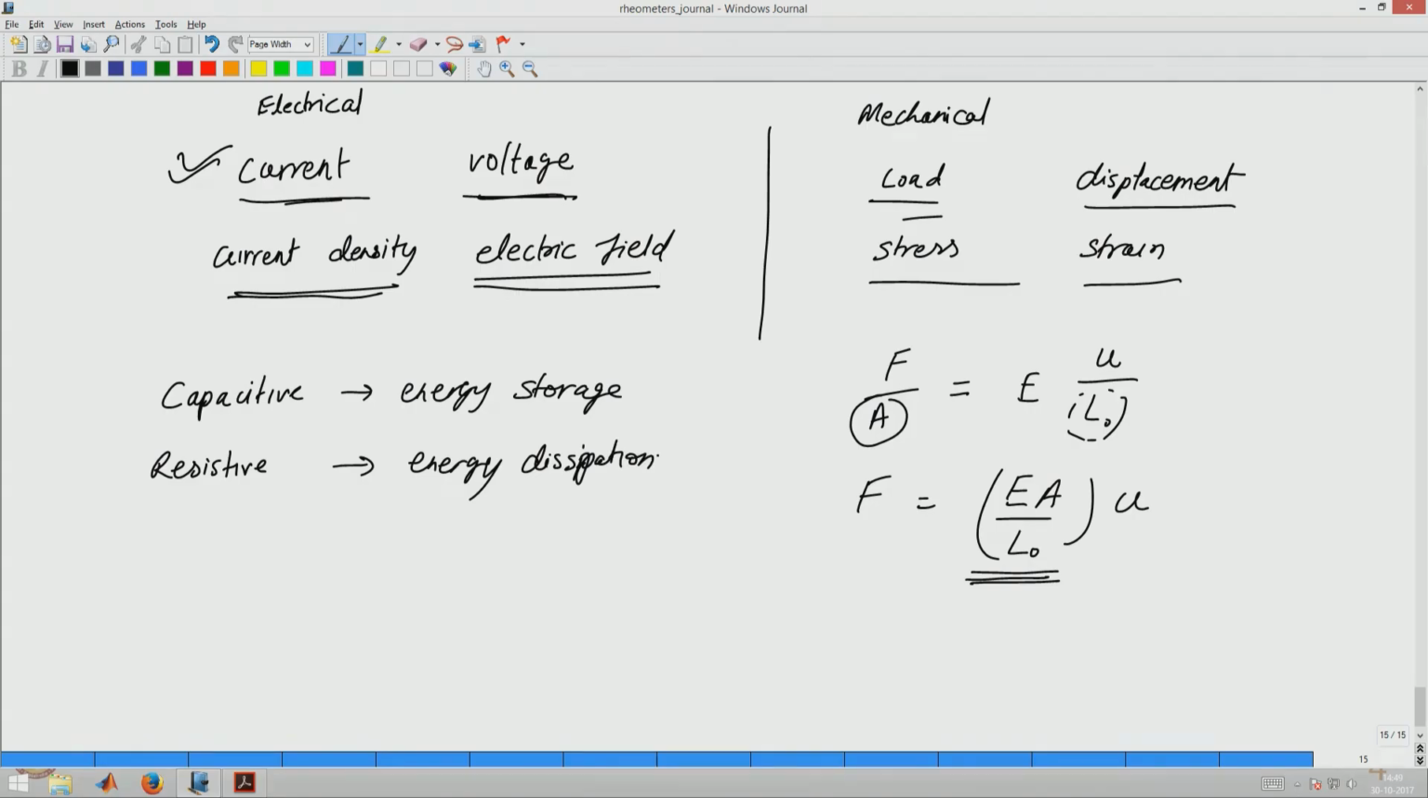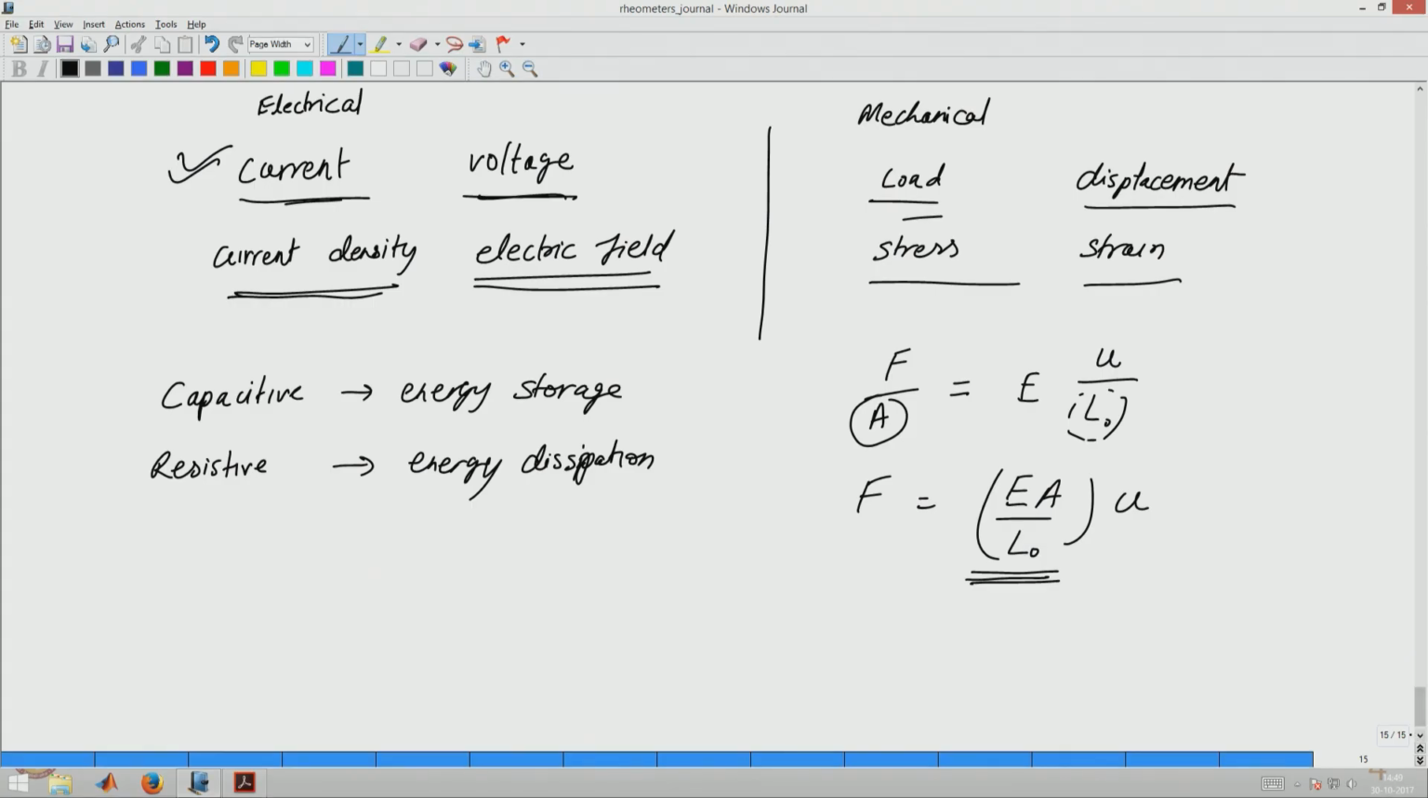So, if we have a material which has the mechanisms by which it conducts or the mechanisms by which it stores energy, electrical energy, then we can do a dielectric spectroscopy on it, by which what we mean is we will apply current at different frequencies and then look at whether it is mostly capacitive or mostly resistive.